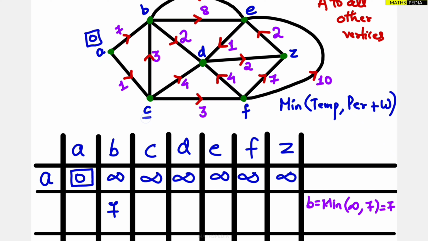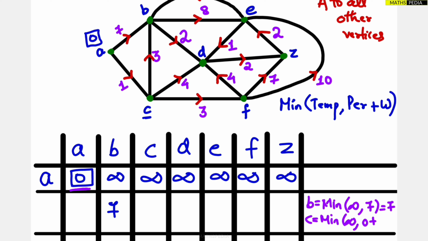Next, C also is connected to A, so I have to find for C also. So C is equal to the minimum value of, what is the temporary variable for C? Below C you see, it is infinite. What is the permanent variable? As I said, it is fixed, 0 plus. So in one step, remember, whatever calculation you're doing in that particular step, the permanent variable will be fixed. Only the temporary and the weight will vary.